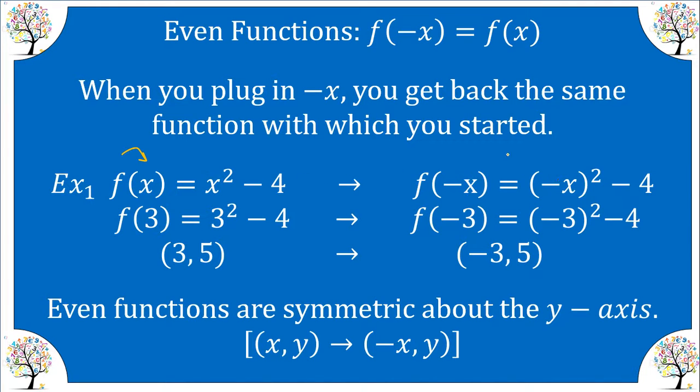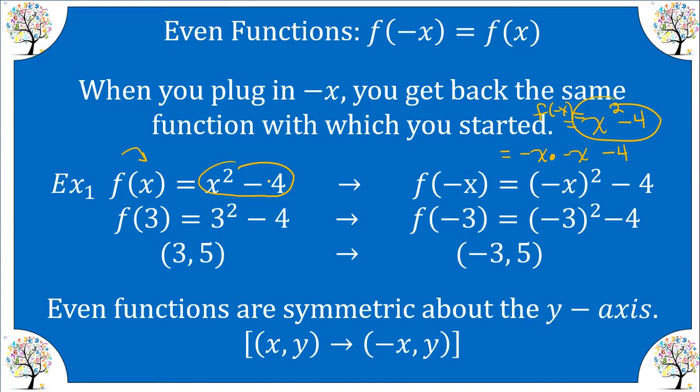So let's expand negative x squared. And now let's simplify. A negative times a negative is positive, and I end up with the exact same equation. This means I have the exact same outputs. When I put in negative x, I get x squared minus 4, and when I had a positive x, I got x squared minus 4.